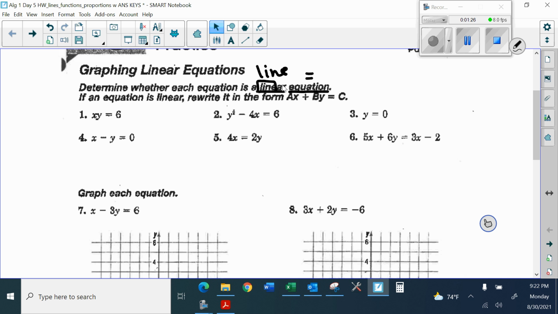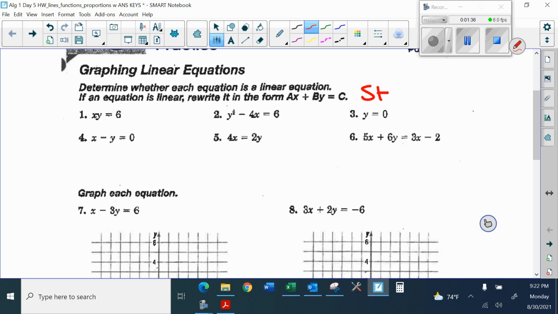And then it says if the equation is linear, so if the answer is yes, rewrite it in the form ax plus by equals c. And you should be familiar with that as well. That is called standard form. So you need to know that vocab word as well. You should already know it. Okay, it's on the pre-algebra cheat sheet that I've given you before, already earlier in the year.